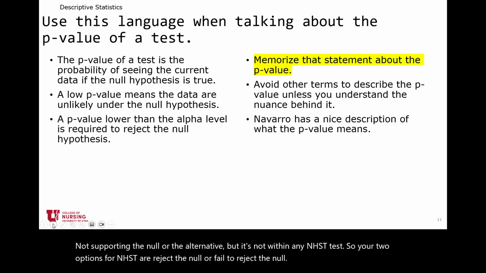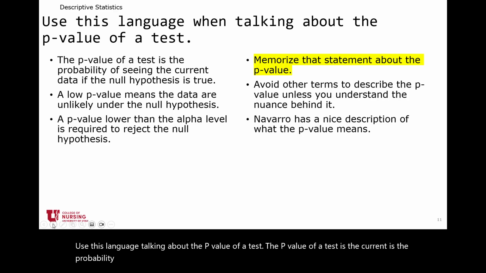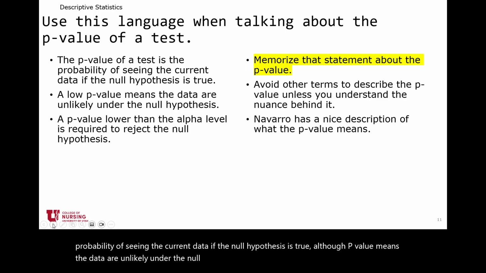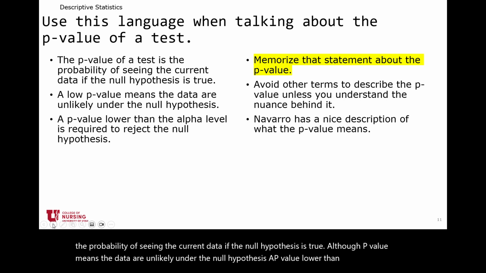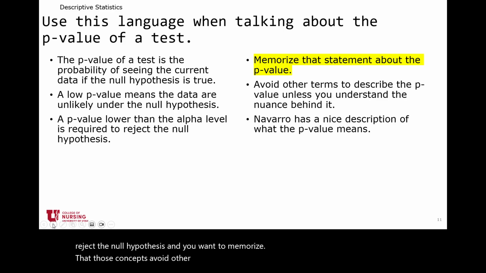Use this language when talking about the p-value of a test. The p-value of a test is the probability of seeing the current data if the null hypothesis is true. A low p-value means the data are unlikely under the null hypothesis. A p-value lower than the alpha level is required to reject the null hypothesis. You want to memorize those concepts. Avoid other terms to describe the p-value unless you understand the nuance behind it.